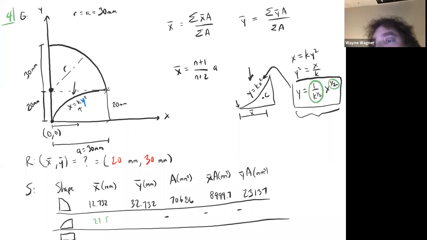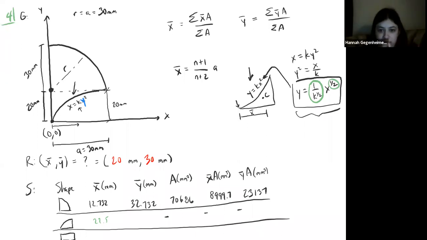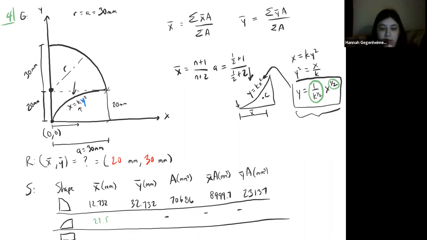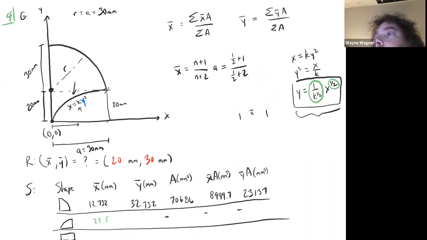Looking over here, 1/2. So this is going to be equal to 1/2 plus 1 over 1/2 plus 2. And then what was a in this case? 30 millimeters. Right. So it's just a little bit more tricky. Then we'll do that times 30 millimeters. So 1.5 divided by 2.5, what's that? 0.6, I believe. 0.6 times 30, so it's going to be 18 millimeters.